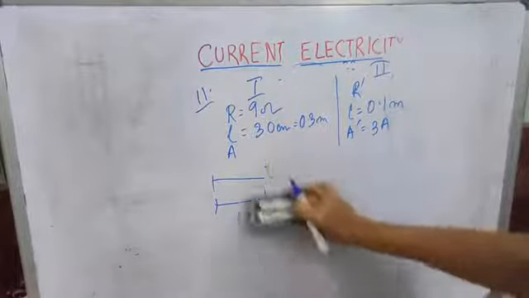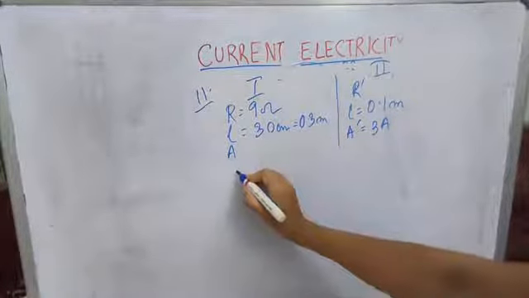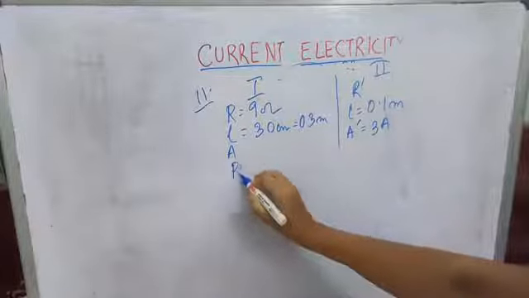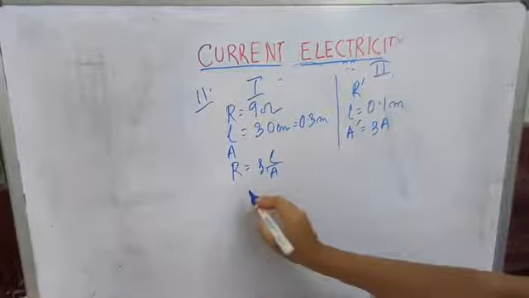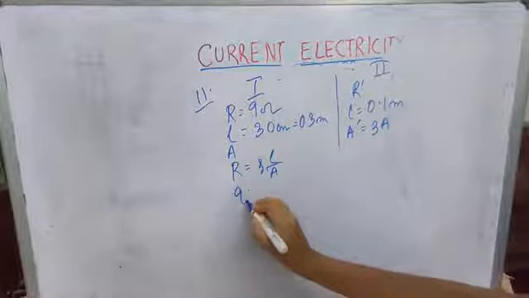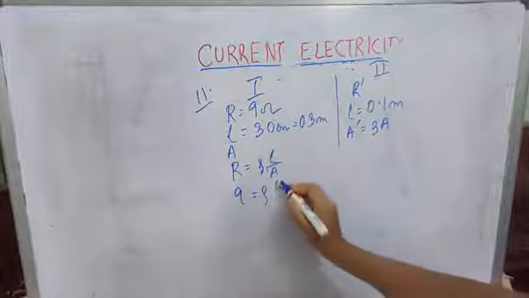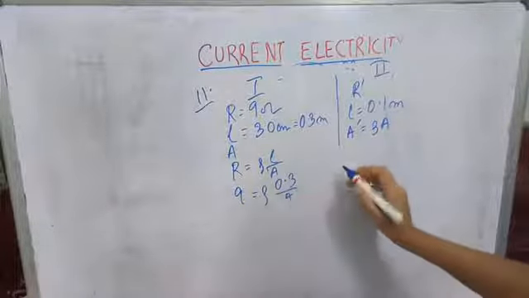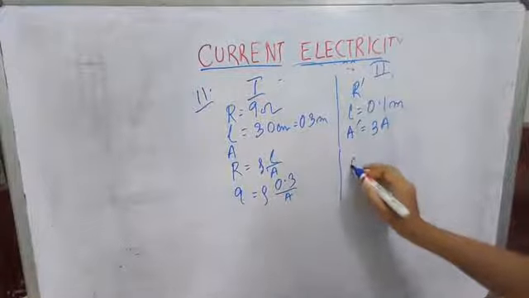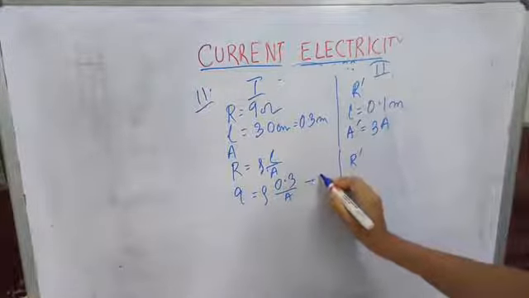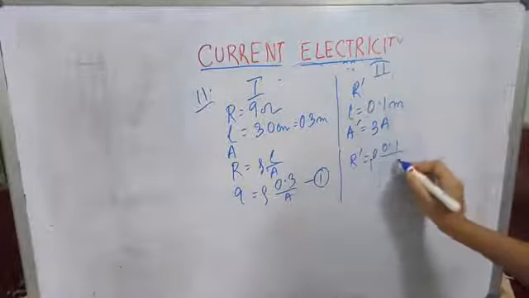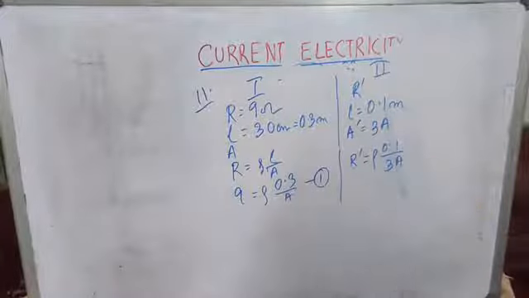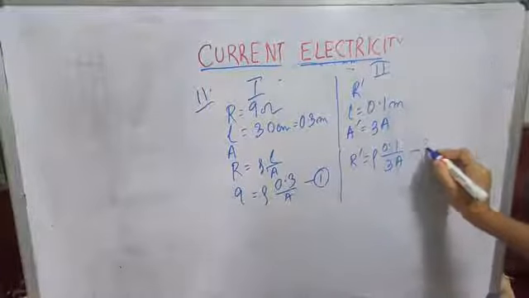Here we get the equation. What is the working formula? R is equal to rho L by A. Here we get 9 is equal to rho into 0.3 by A, and this is our equation 1. R dashed is equal to rho 0.1 by 3A. Rho remains unchanged because it's the same material. So this is your equation 2.